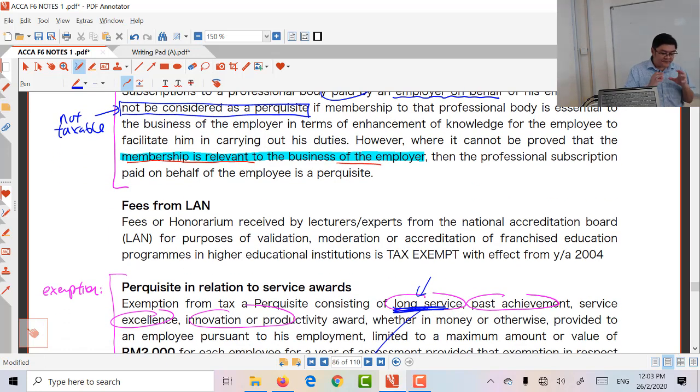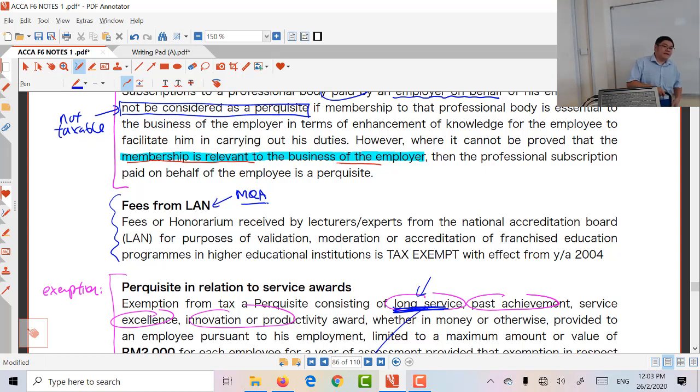This is a very small thing. It's quite old, because now we don't even have the word LAN anymore. Now the word LAN has been replaced by MQA. Those days it's called LAN. Now it's called MQA.